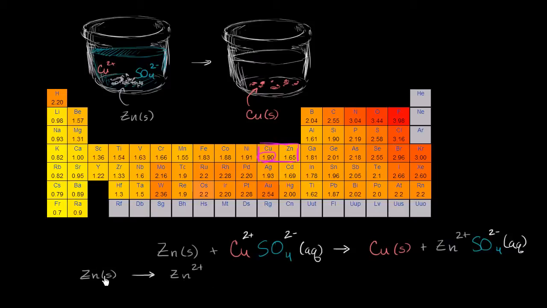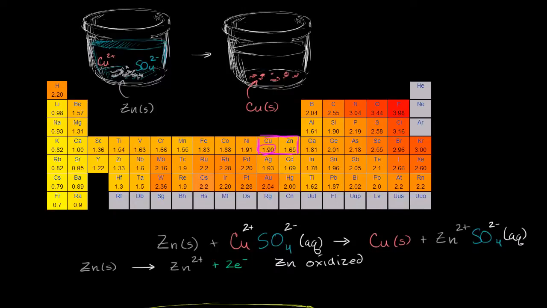So what happened right over here? It lost electrons. It got oxidized. So it lost 2 electrons. The zinc got oxidized. And then what happened to the copper? Well, the copper started as a cation. So it started in the aqueous solution, and then it gained 2 electrons. Each atom or each ion of copper gained 2 electrons.